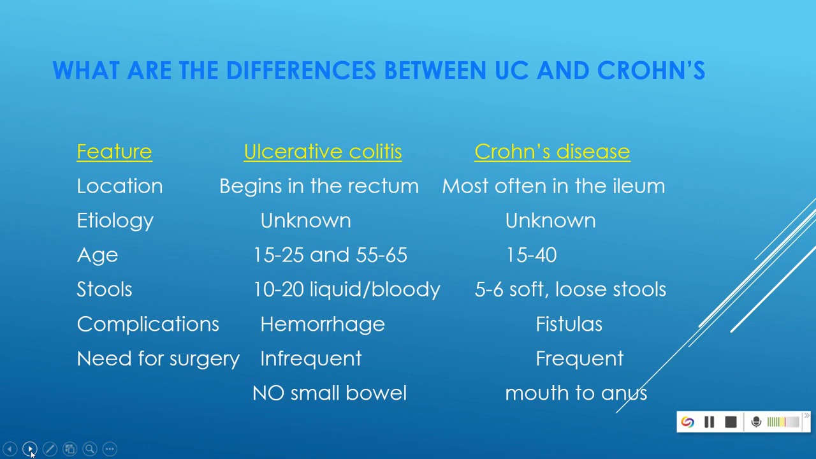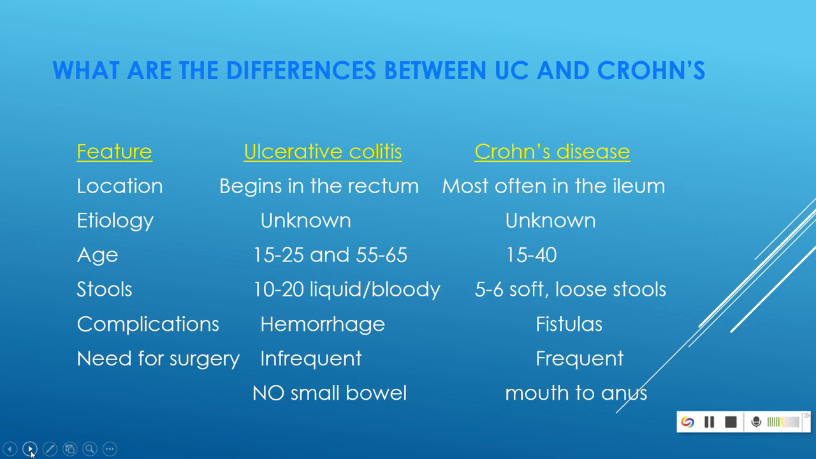The stools: ulcerative colitis, if they're having that fulminant, they can have 10 to 20 liquid bloody stools. So doesn't this show you that with ulcerative colitis, I've got to worry about more blood loss? It's possible that the person with ulcerative colitis can have an increased problem with blood loss. Because in Crohn's disease, they can have 5 to 6 soft loose stools a day, but they may or may not have blood. And if they do have blood, it would be a small amount.